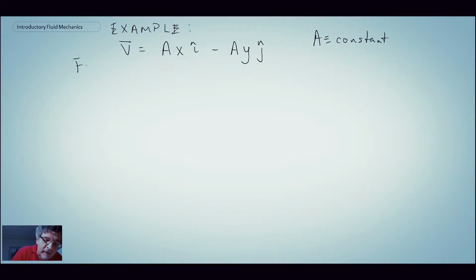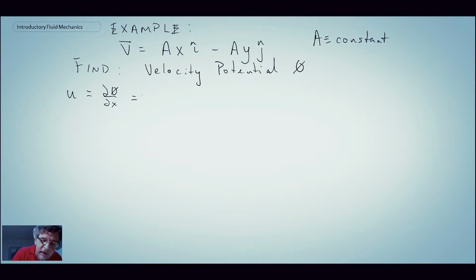And we're told to find the potential function. So we're looking for the velocity potential, and that is phi. So the way that we're going to do this, we'll use a similar manner to what we did with the stream function. We begin by looking at the two components of velocity. For the potential function, u is partial phi by partial x. And looking at our velocity relationship, that is that component there.